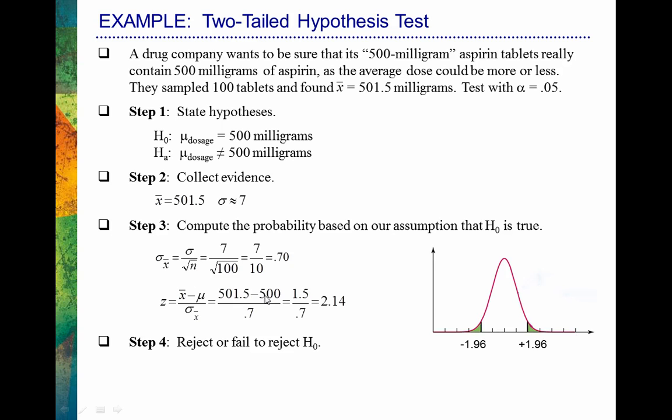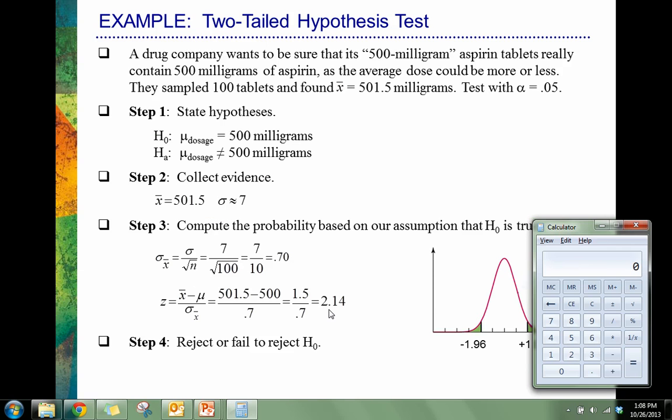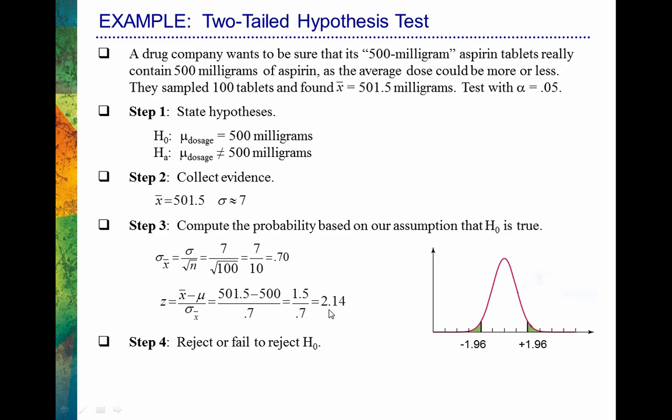So now we look at how big are the differences that we've actually observed over those differences that we expect just by chance. Well, there's a difference of 501.5 compared to 500. There's a difference of 1.5 milligrams relative to the differences that we would expect just by chance. That gives us finally a z-score of 2.14. We can verify that using our calculator. 1.5 divided by 0.7 equals 2.14. So 2.14 is just another way of expressing this mean of 501.5 milligrams. It shows us that that mean is 2.14 standard errors above the mean.